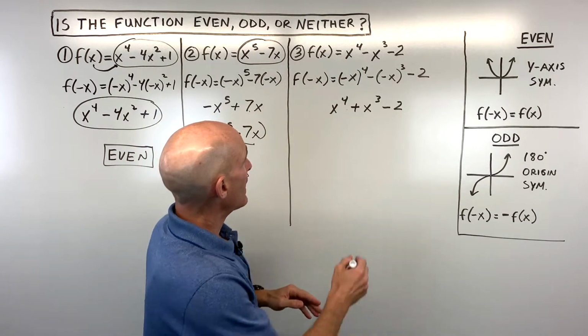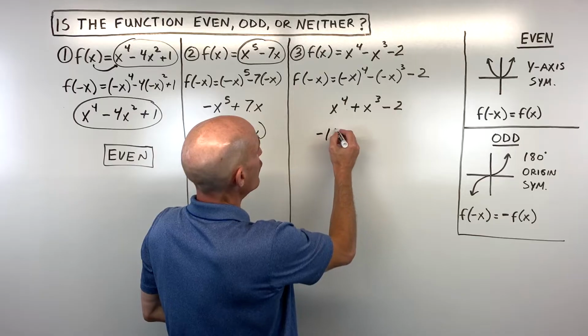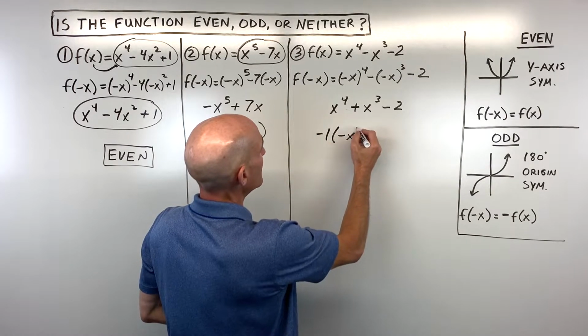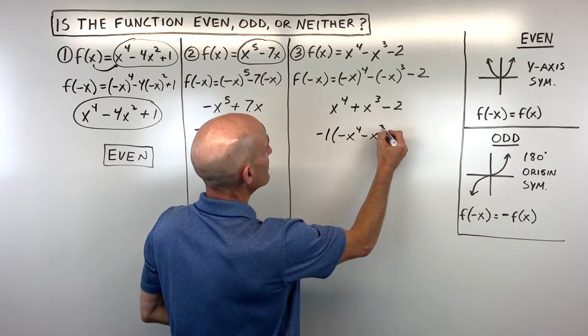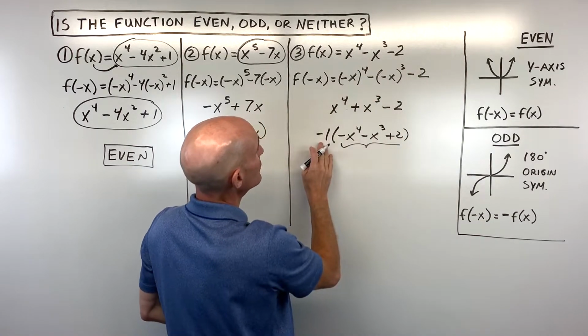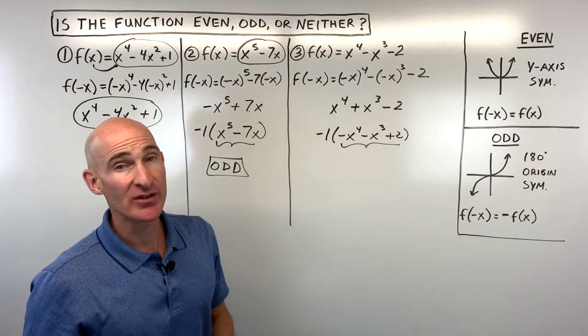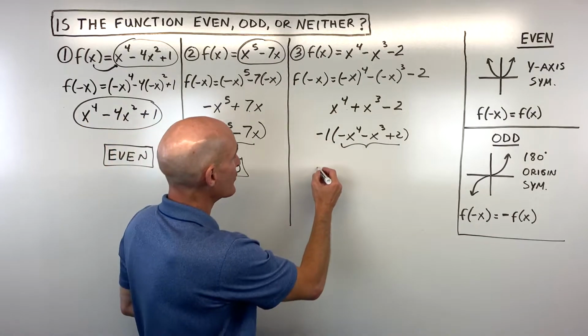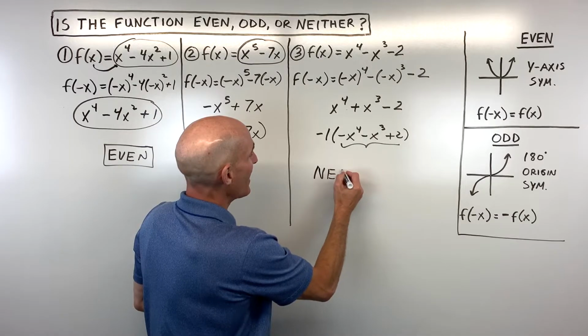No. If I factor out a negative 1, let's go ahead and do that. That would be negative x to the fourth, negative x cubed, positive 2. Is this the original function? No. So it's not odd. So this one is neither, however you prefer to say that.